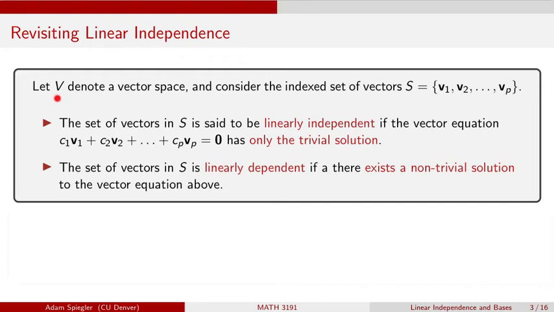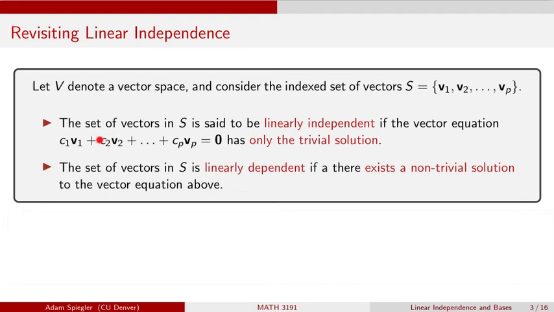So if we have a vector space V, and we have some indexed set of vectors, set S, which consists of vectors v1, v2, all the way up to vp. So we have a set of p different indexed vectors, and these might be column vectors, or they could be more abstract vectors such as matrices and other vector spaces that we've looked at. The set of vectors in S is linearly independent if the vector equation c1 v1 plus c2 v2 all the way up to plus cp vp equals the 0 vector has only the trivial solution.